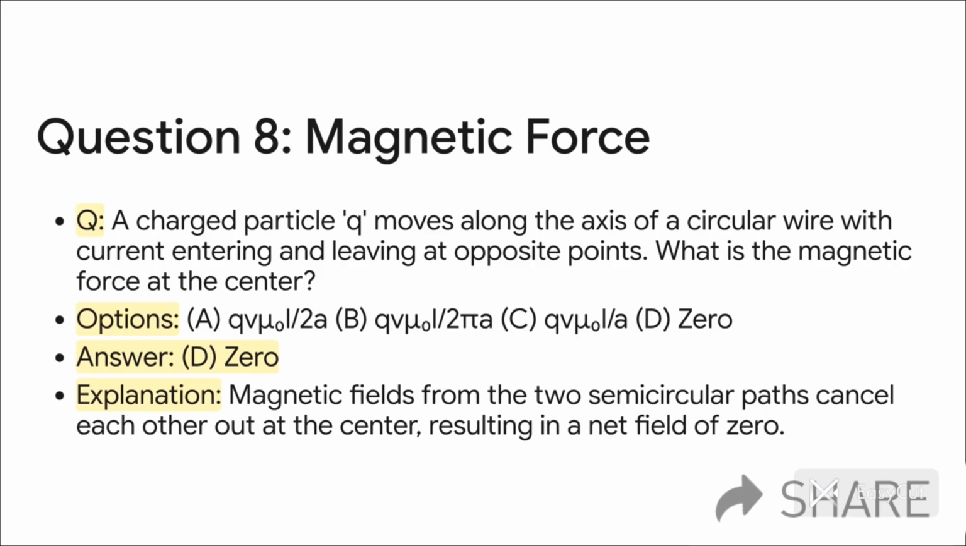Okay, question number 8. A charged particle zips through the center of a circular wire that has current flowing through it. What's the magnetic force on that particle? The answer is D, 0. This one is all about symmetry. Think about it. The current comes in and splits perfectly in two, one half going over the top and the other half going along the bottom. The magnetic field from the top half is perfectly canceled out by the magnetic field from the bottom half. It's like a perfect tug-of-war right at the center. No net magnetic field means 0 magnetic force.